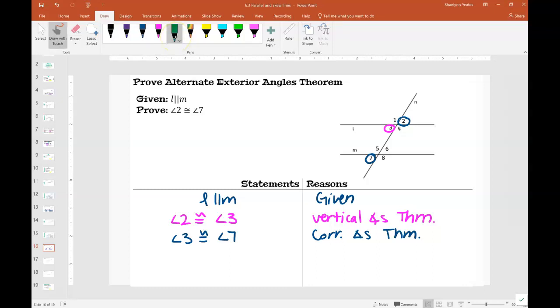So from that, I now have this middleman that I can cut out. I can say that angle 2 is congruent to angle 7 because of the transitive property of congruence, because I'm cutting out a middleman, and because we're talking about congruence, not equality.